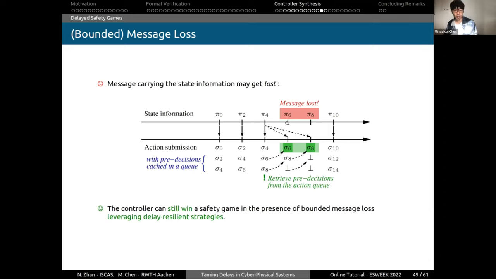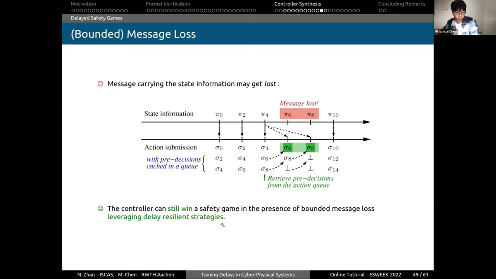However, whenever there is message loss, for example, now we have 2 consecutive message losses, then we can simply retrieve the pre-decision from our queue and apply this strategy to the controller, because we know that sigma 6, this pre-decision, is tolerant to 2 steps of delay. So we can actually perform this strategy even though we don't have the fresh observation of the system. Because there are 2 consecutive delays, we need 2 pre-decisions in the queue. So if pi 8 is also lost, then we can simply retrieve sigma 8 from the queue as a winning strategy for the controller. As long as there are only finitely many message losses, we can always have a finite queue here, and this suffices to provide the controller with a winning strategy.